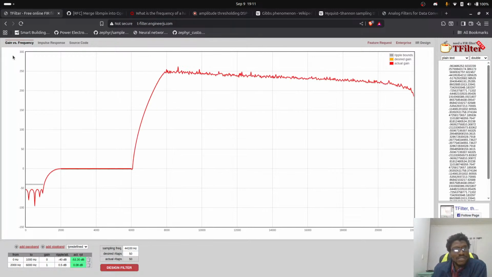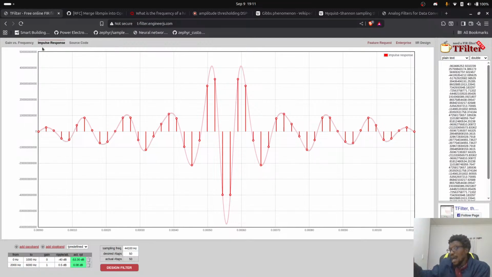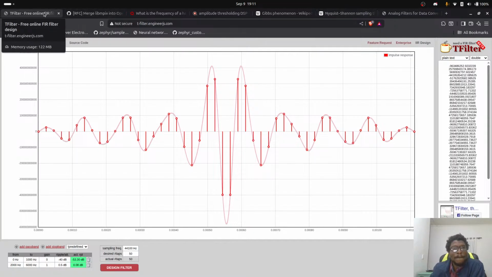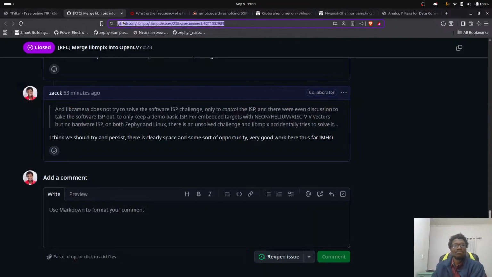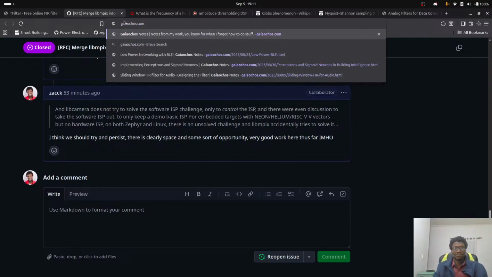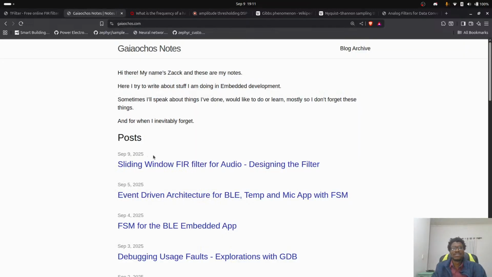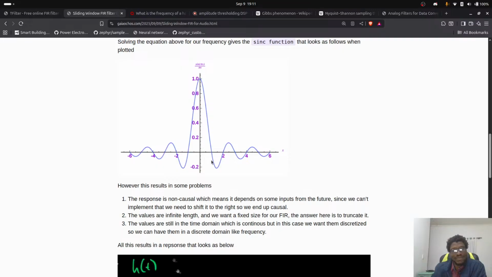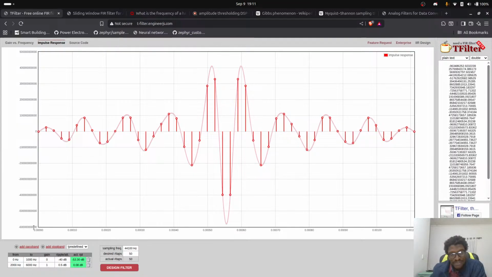All right, awesome. So this is gain versus frequency. That's fine, we don't really want to use that. This is the impulse response. Here we go. Look, this is going to look eerily similar to the image that we have of our actual, yeah, it looks like this, but it's not this because this has negatives. You see, this does not have a negative here.